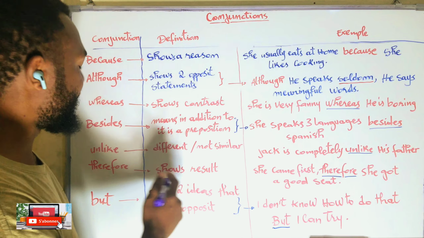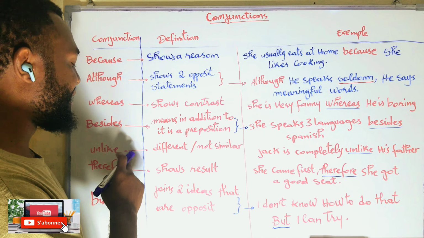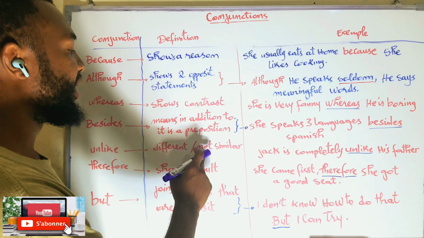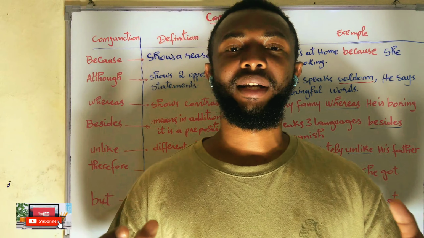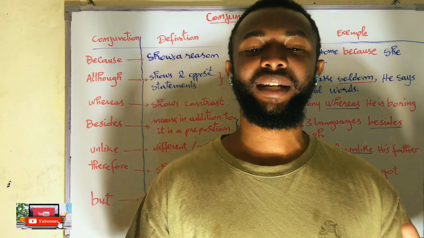Yeah, preposition. Okay, so here we have unlike. Unlike means different, not similar.